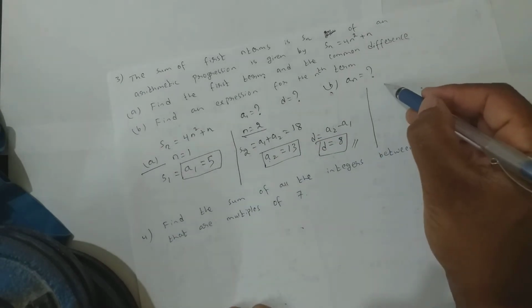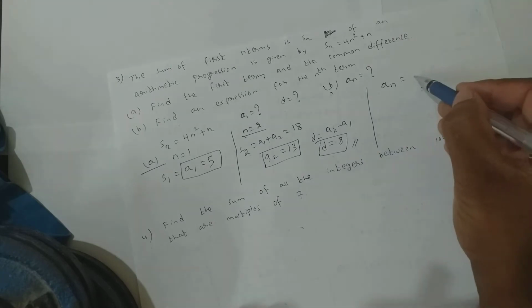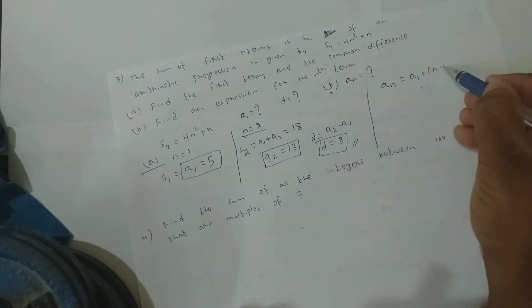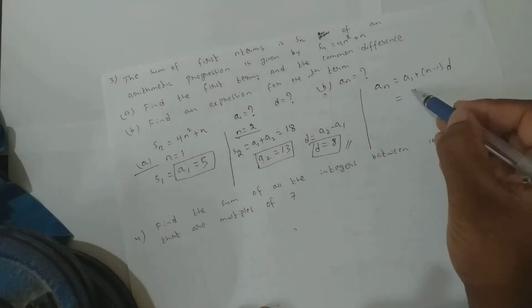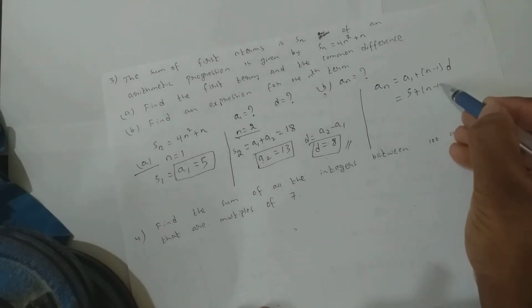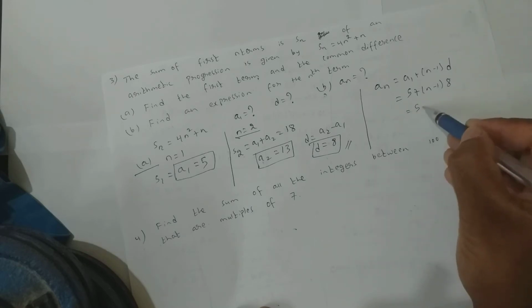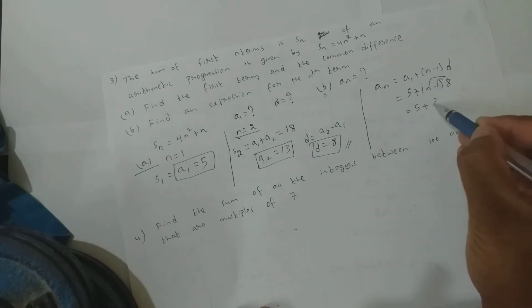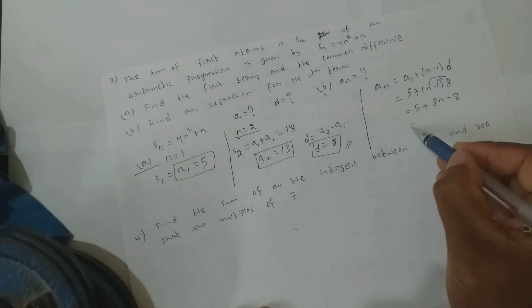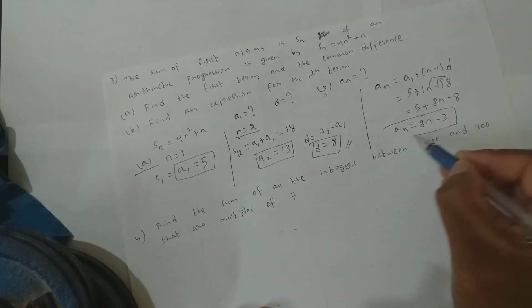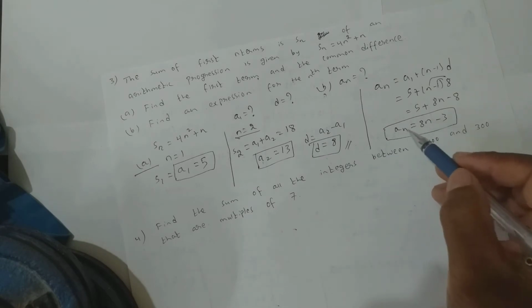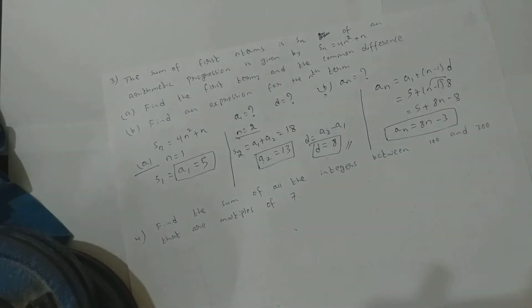They are asking the formula for an. The an formula is a1 plus n minus 1 into d. In place of a1, what will I put? 5 plus n minus 1 into 8, which is equal to 5 plus 8n minus 8. So that is equal to 8n minus 3, the formula for an. Am I clear? This is how we need to do the sum.